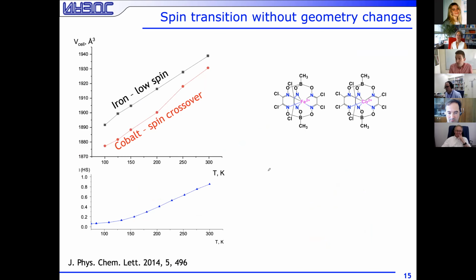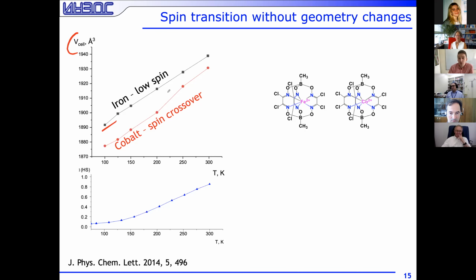And the most important part is that since the metal is inside, the influence of the choice of metal on the structure of a compound is very small. So here we have the volume of the elementary cell for 2 compounds. This part is the volume of the elementary cell for the iron complex, and the lower for cobalt. Iron is diamagnetic at all temperatures, and cobalt is a spin transition complex. So there is a spin crossover here. And you can see that a spin crossover only very, very slightly changes the volume of the elementary cell.